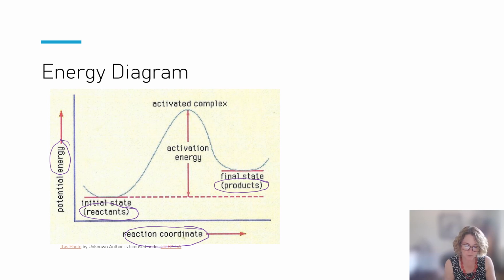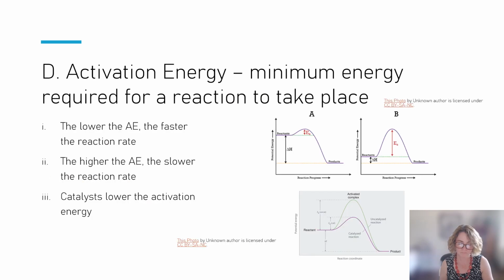We've talked a little bit about the activation energy, right? And that's the amount of energy you need to get that reaction going in the first place. Okay, so let's talk a little bit about that activation energy. This is the minimum amount of energy that's required for that reaction to take place, for it to move forward. And we've already touched on this, right? We've said that the lower the activation energy, the faster that reaction is going to go. The higher the activation energy, the slower that's going to go.